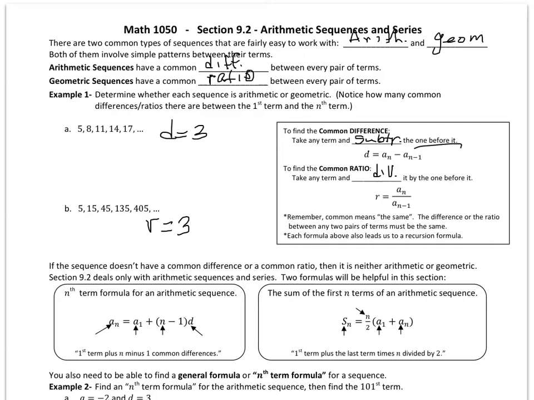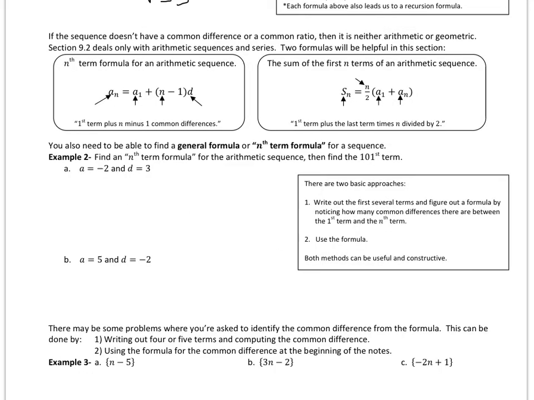So now, again, remember when I say common difference, that means it's always the same. The difference or ratio between two pairs of terms must be the same throughout the entire sequence, or if it's not, then it's neither arithmetic nor geometric. Now, each formula also leads to recursion formulas, which we will talk about in a moment. So if the sequence doesn't have a common difference or common ratio, then it's neither arithmetic nor geometric. Now, in this section, we're only dealing with arithmetic sequences, okay?